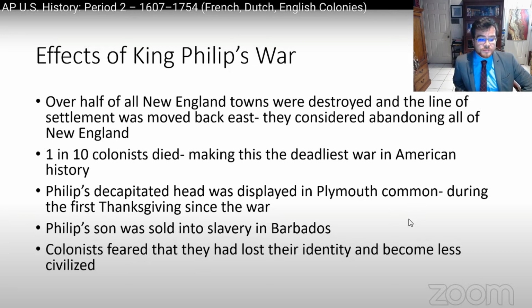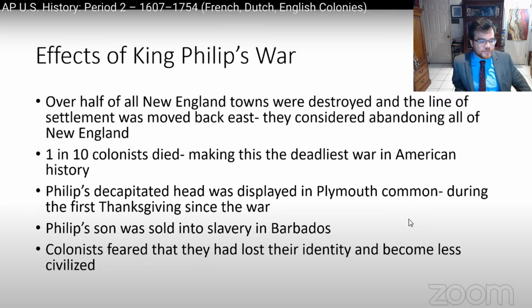So Philip's, aka Metacom's, decapitated head was displayed in Plymouth Common during the first Thanksgiving since the war. Oh, well, that's what Thanksgiving is all about, isn't it? Well, no. The first Thanksgiving was peaceful, right? The Powhatans and King Philip or Metacom's tribe were peaceful with the colonists for the first Thanksgiving. They taught the colonists how to grow crops in the rough soil in the New England colonies. And then, as gratitude, they had Thanksgiving together, but that was short lived. And they're going to have Metacom's head posted for the next Thanksgiving.